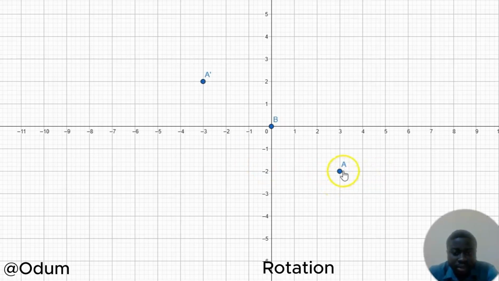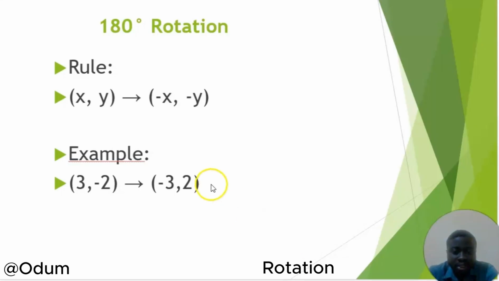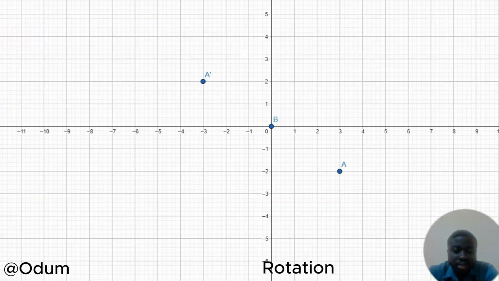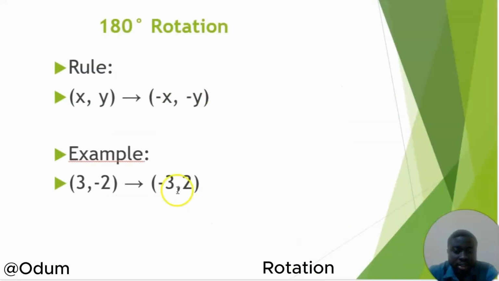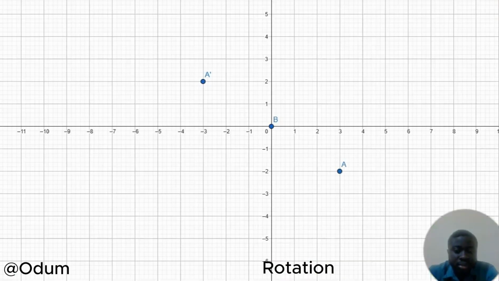So if this is 3, negative 2, we are going to have negative 3, 2, and that is what we have here. Negative 3, 2. So basically, that is how we do our rotation.